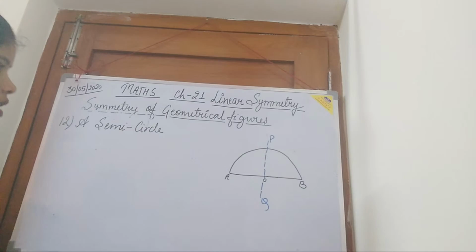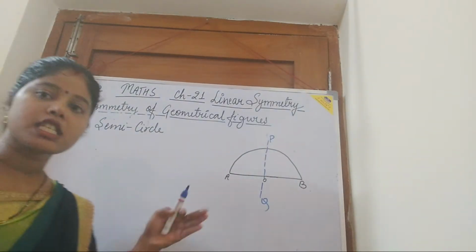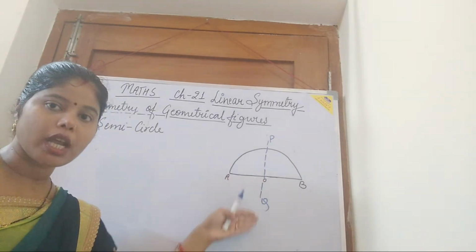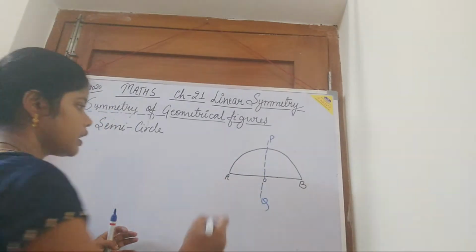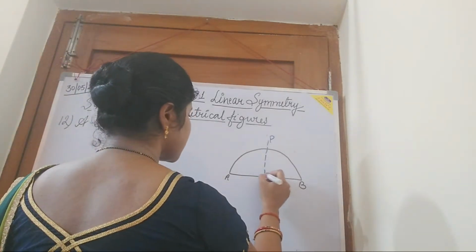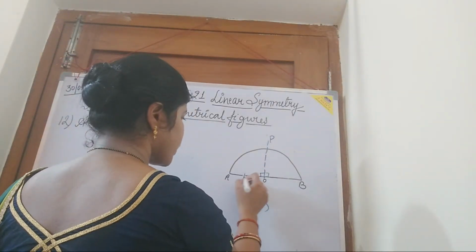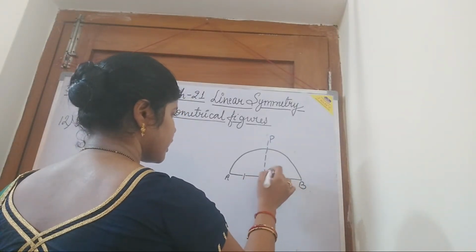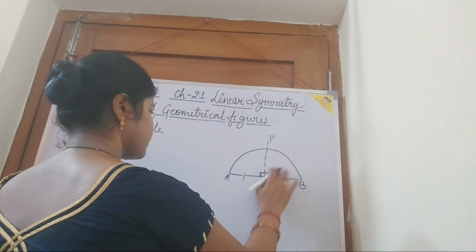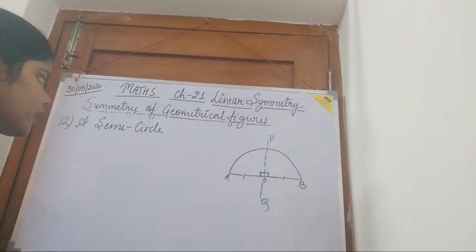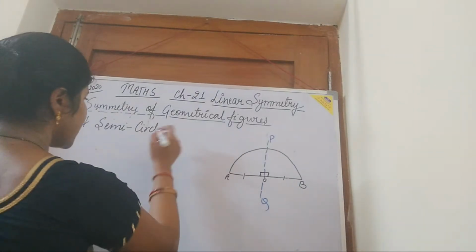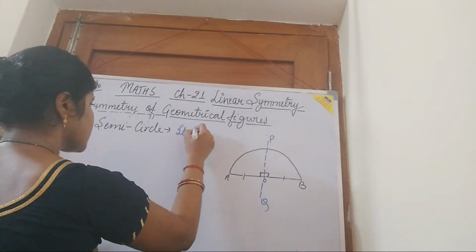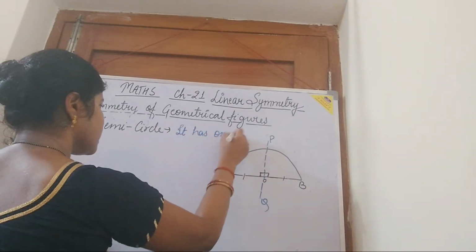So this PQ is your line of symmetry, which is the perpendicular bisector of diameter AB. Perpendicular bisector means it divides into two equal parts. It means OA is equal to OB, and perpendicular means this will make 90 degrees. It means AOB is a straight line. Now the semicircle, how many lines of symmetry does it have? You will write a semicircle has one line of symmetry.